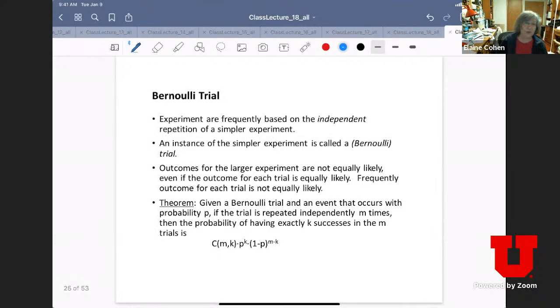And that's a Bernoulli trial. I don't want to skip this, so I want to give it a few minutes, and then we'll do more practice problems on both cases. Okay?